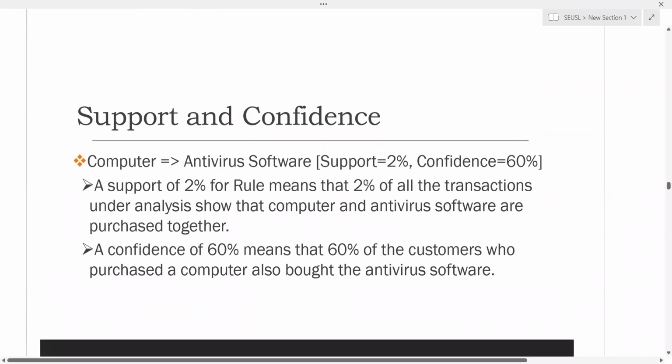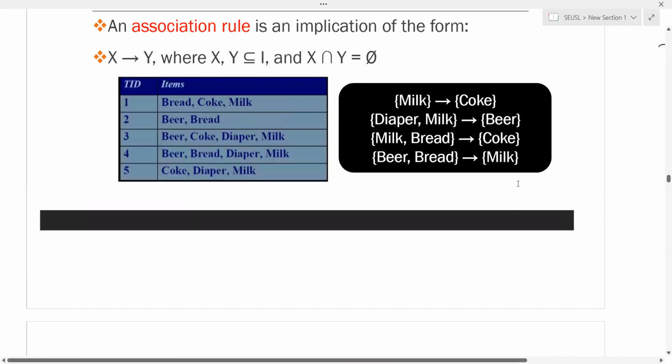Okay, from here we are there. I already told you support means among all the transactions. Let's say this is the shop. In the shop, there is a transaction ID and the products they are buying. How many products do they buy?